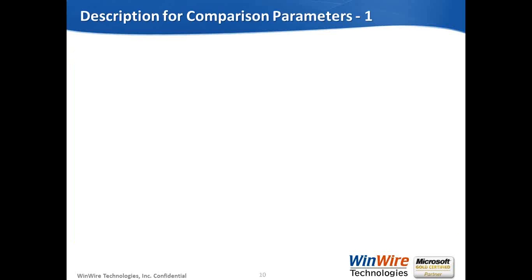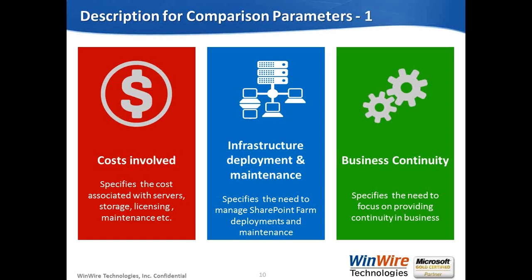So what we will do now is go through a high-level description of each of the comparison parameters. The first one is the cost involved, which brings out the cost associated with purchasing or maintaining servers, purchasing storage devices, the licenses, and the maintenance of any of the above. Then you can look at the infrastructure deployment and maintenance, which relates to deploying the farm, maintaining it by applying patches and updates, and monitoring its health. In terms of business continuity, this refers to the plans you need to ensure that the business is not interrupted, so you'll have to plan for high availability and disaster recovery.